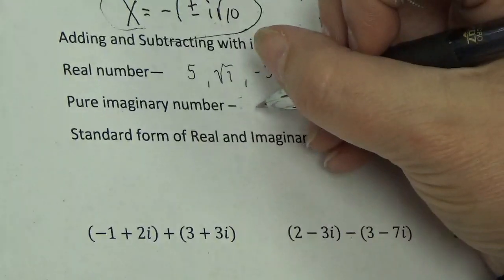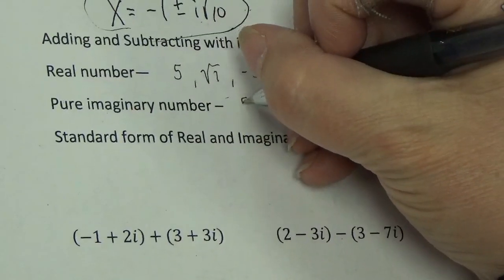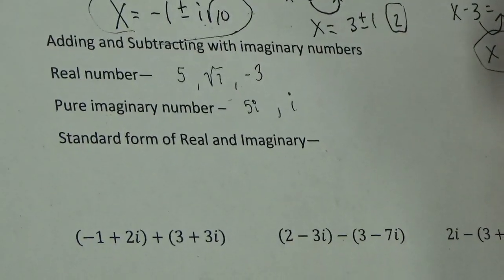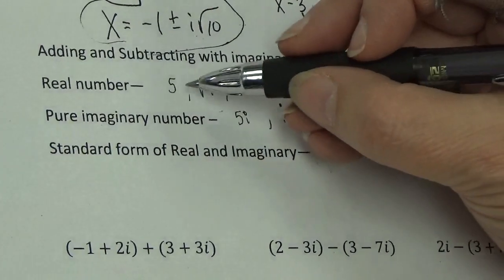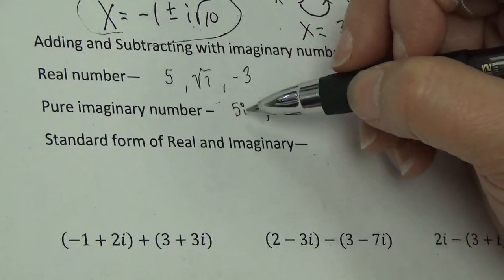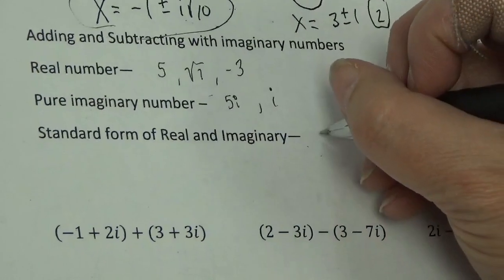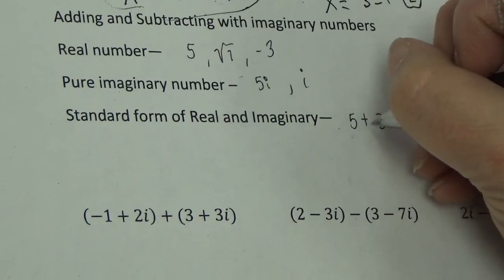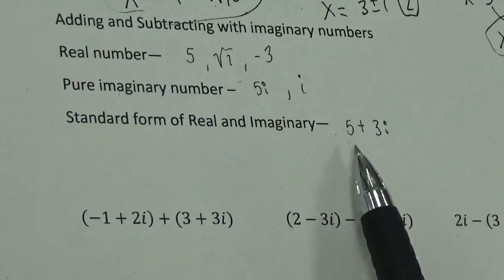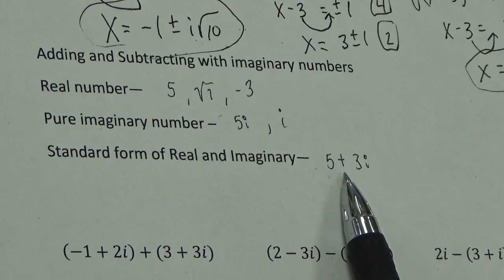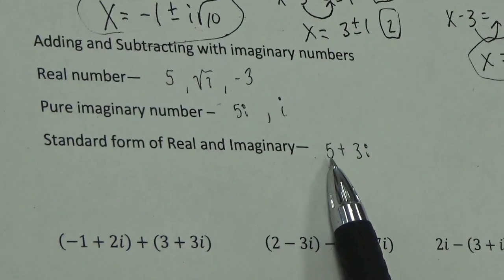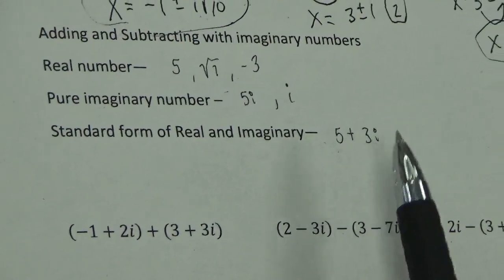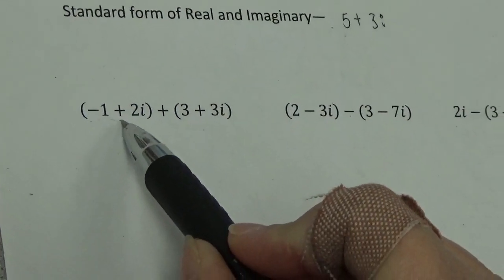A pure imaginary is a number like 5i, or just i would be imaginary. One that's not pure imaginary is when you have a real number added or subtracted with an imaginary number. So for instance, 5 plus 3i. This would be not pure imaginary, because it's a real number and imaginary number put together. And when we write these, we always write the real number first and the imaginary number second to say that's in standard form.